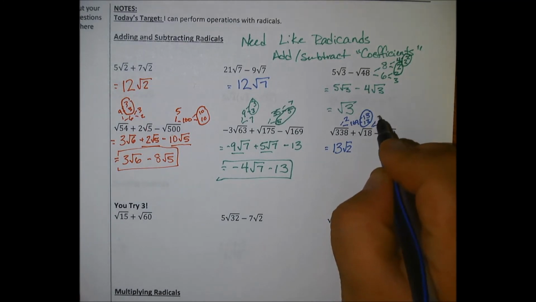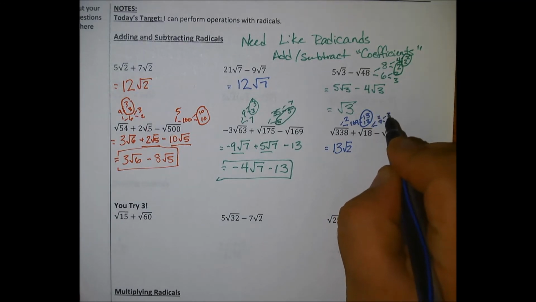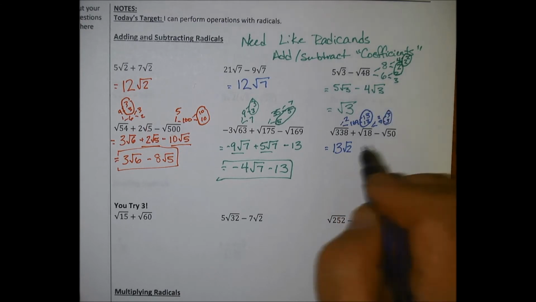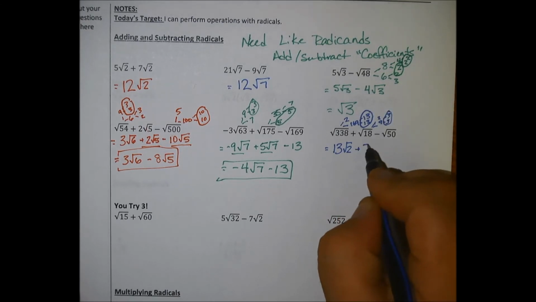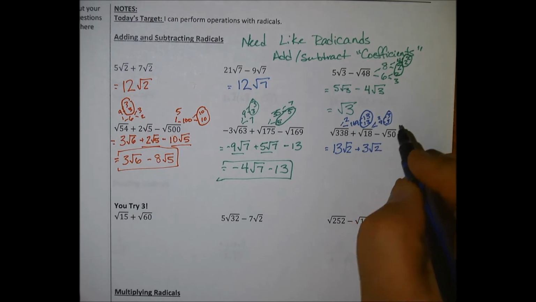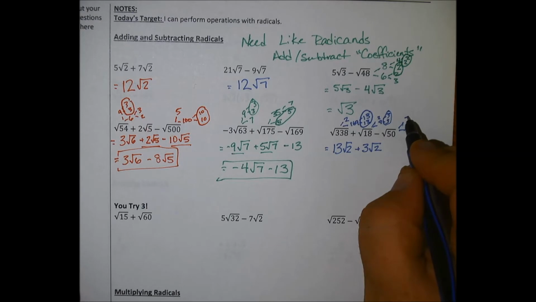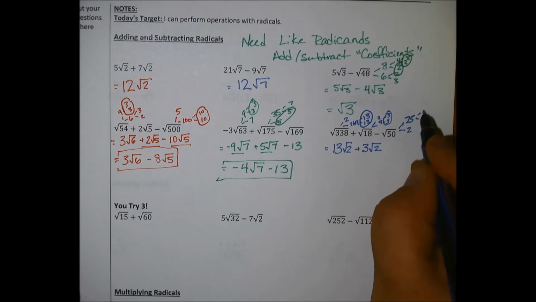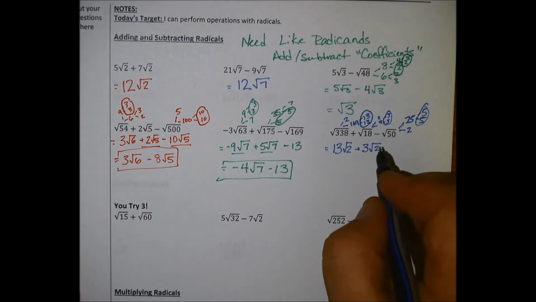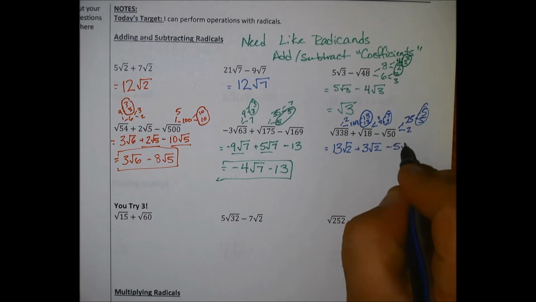18 splits up into 2 and 9. And 9 is 3 and 3. So 3 has an exit buddy, so that's going to be 3 root 2. And then 50 splits up into 2 and 25. 25 is 5 and 5. 5 has an exit buddy, so we get minus 5 root 2.